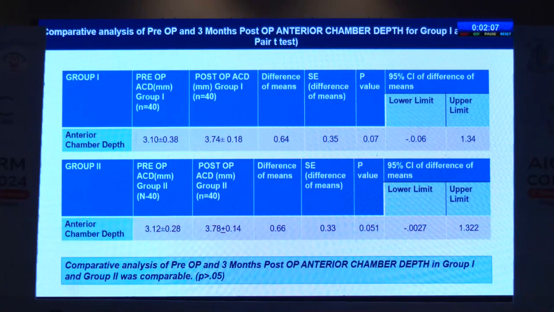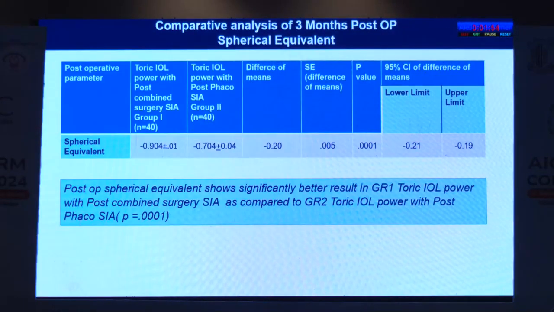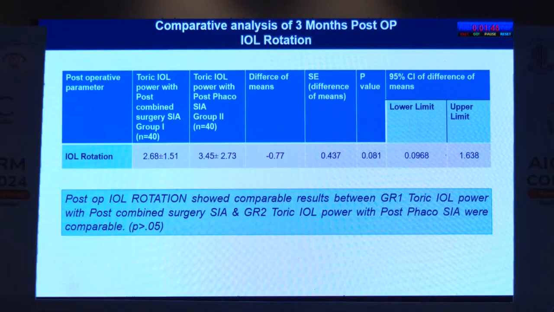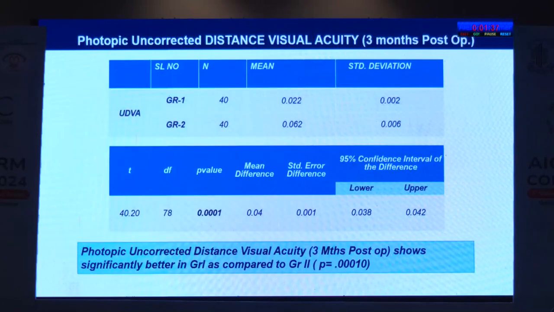The comparative analysis of pre-op and 3-month post-op anterior chamber depth between group 1 and group 2 was comparable. The intra-group comparative analysis of pre-op and 3-month post-op anterior chamber depth in group 1 and group 2 was also comparable. The post-op spherical equivalent showed a significantly better result in group 1, that is, toric IOL power with post-combined surgery SIA. Post-op IOL rotation was comparable. Post-op residual astigmatism showed a significantly better result in group 1, toric IOL with post-combined surgery SIA.